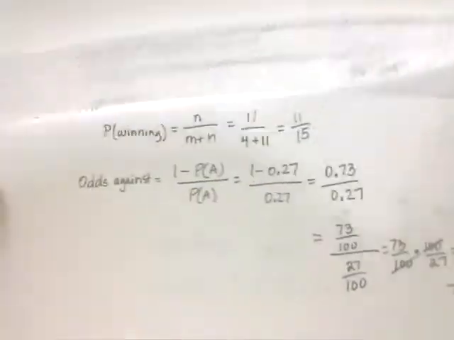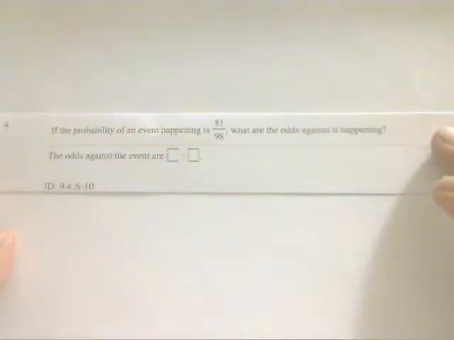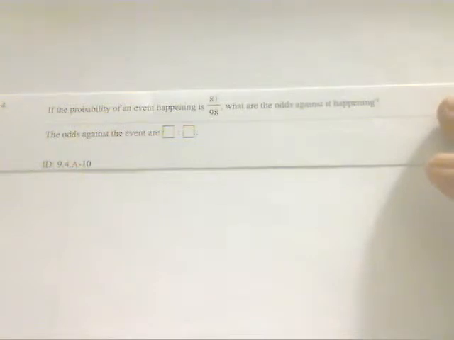Okay. All right, problem number 4. If the probability of an event happening is 81 over 98, what are the odds against it happening?